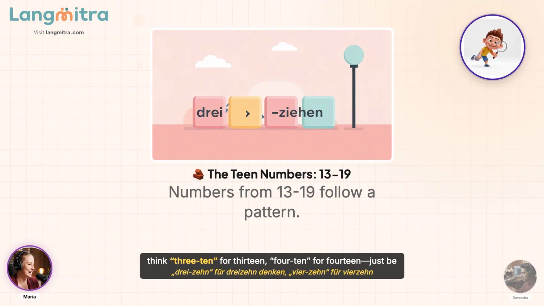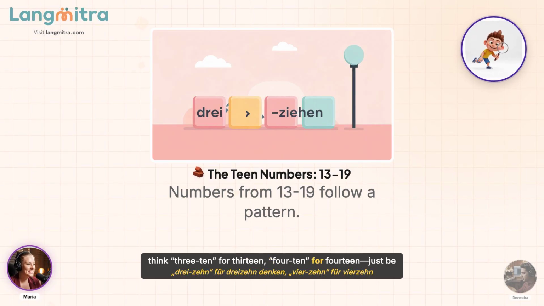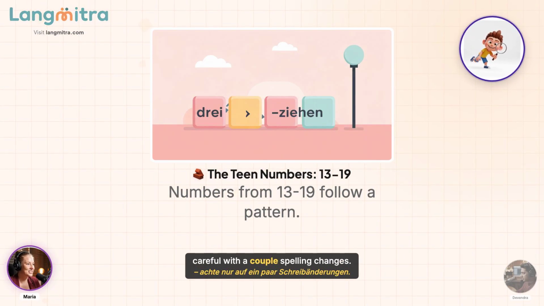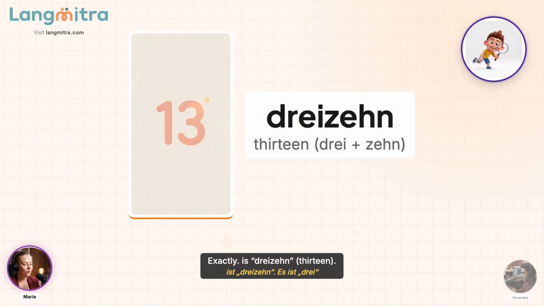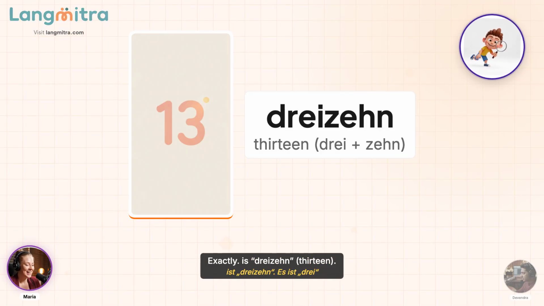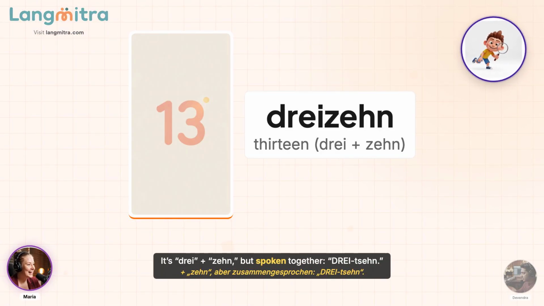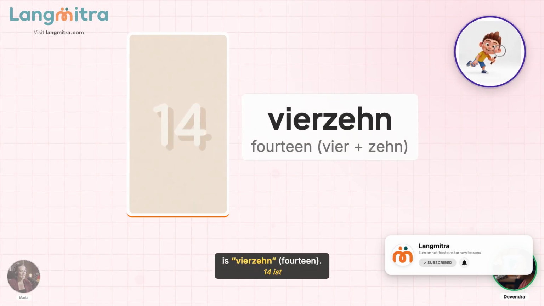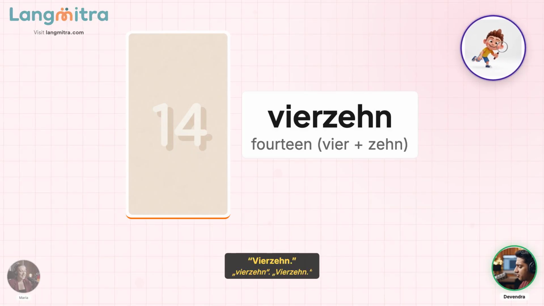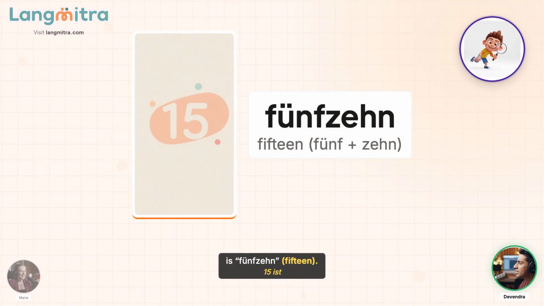So you can think 3-10 for 13, 4-10 for 14. Just be careful with a couple spelling changes. So it's like building blocks. Exactly. 13 is dreizehn. It's drei plus zehn, but spoken together. Dreizehn. Dreizehn. 14 is vierzehn. Vierzehn. 15 is fünfzehn.